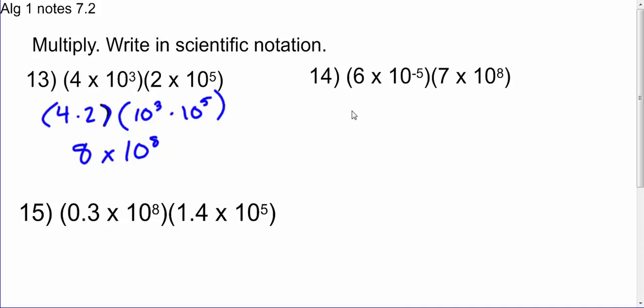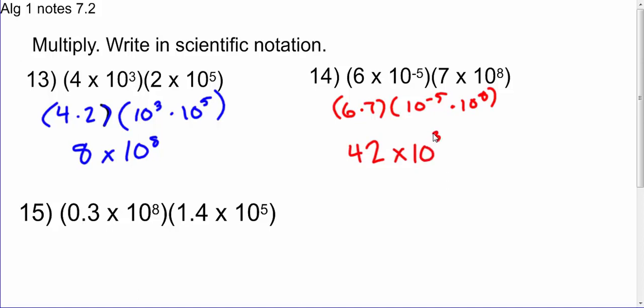All right, so let's look at 14. It's the same kind of deal as 13. The only difference on this one, well, you'll see it in a second actually. So I'm basically at this point just separating the 6 and the 7 I want to multiply together, and then the two base 10 numbers I want to deal with those separately. So I have 42 times 10 to the third.